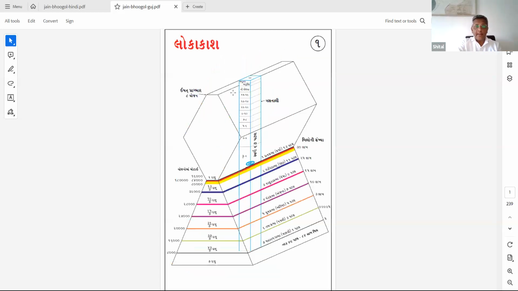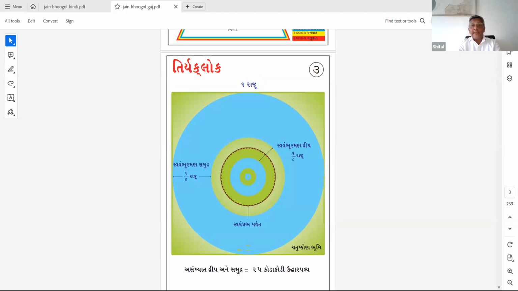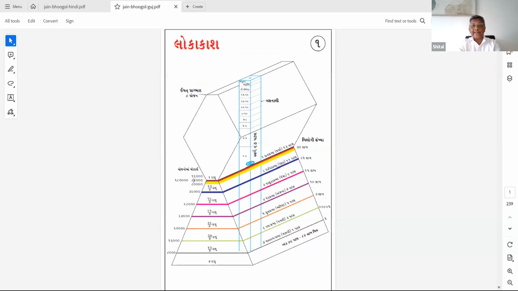You have a question? If they're supporting the whole lok, and you said they have to be compressed, what is around the wind that compresses it? It's just that these winds, by their own nature, are extremely dense. Okay, so because they are so dense, they support the whole of the lok.